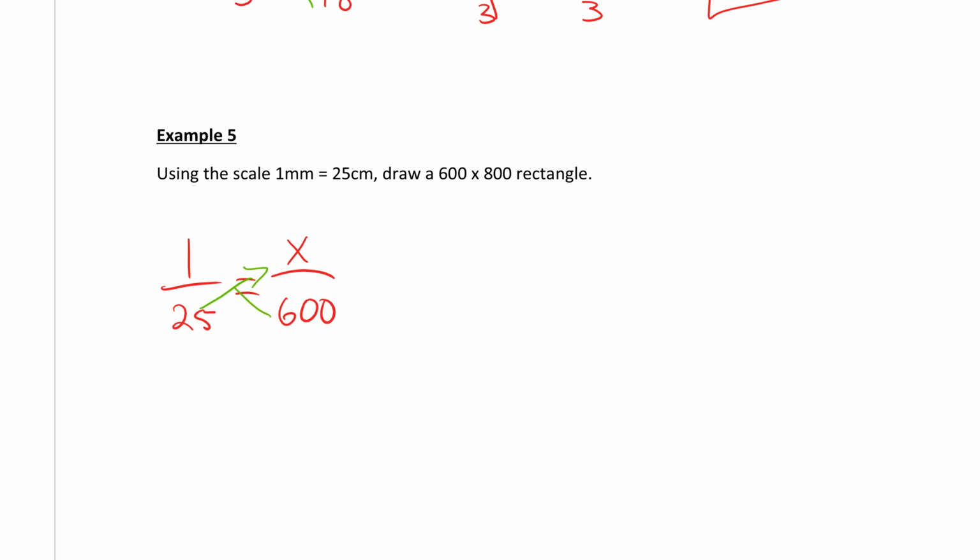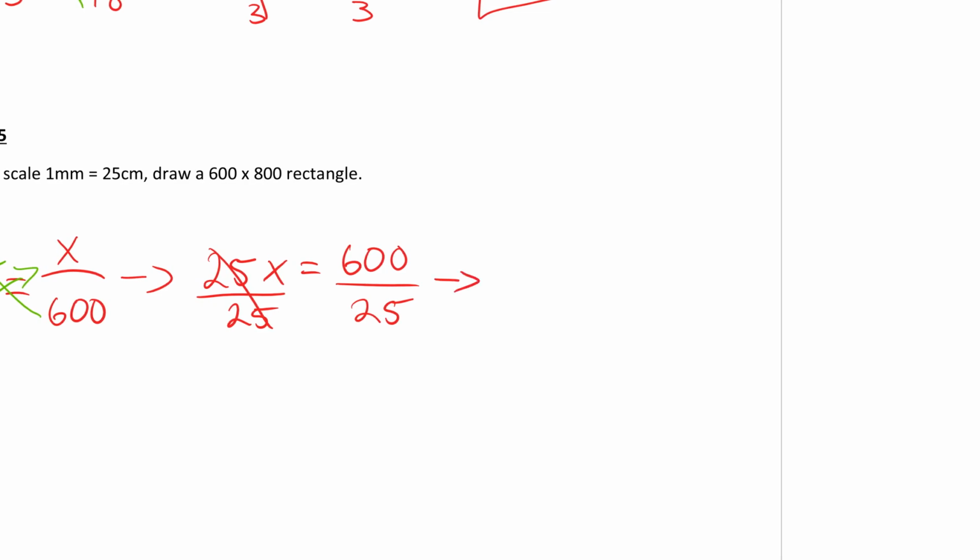and we do our cross multiplication, so we get 25x equals 600. Divided by 25, cancels off, divided by 25, gives us x equals 600 divided by 25, which is 24, and that's going to be millimeters. And we could also convert this into centimeters, which is going to be 2.4 centimeters.